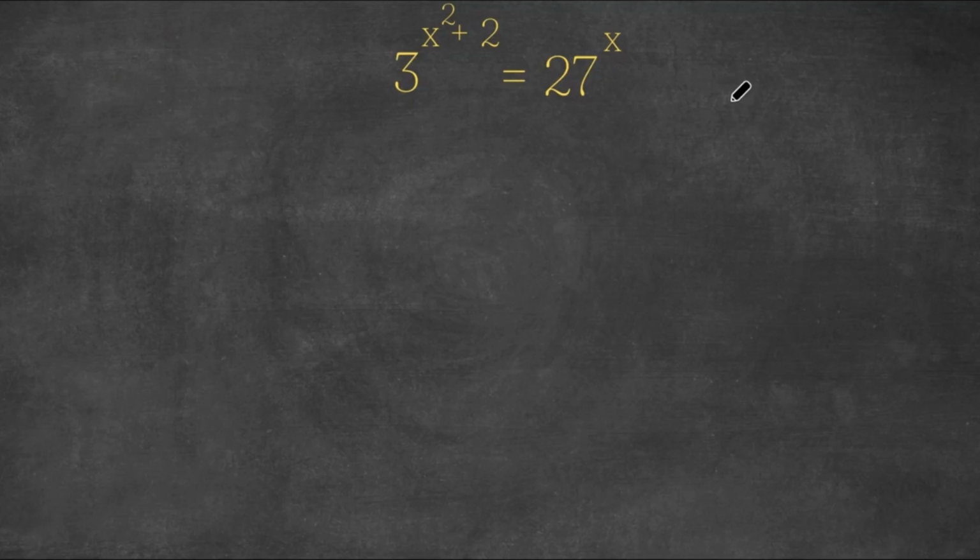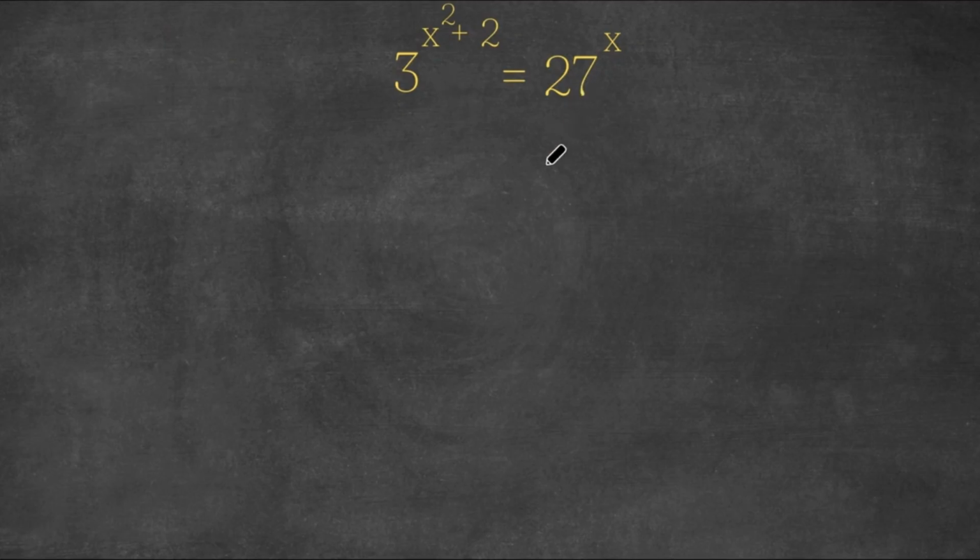And what we're first going to do is make our bases the same, because whenever we're solving exponential equations, we always want to make our bases the same to make the equation easier to solve. So as you can see right now, our bases are 3 and 27, which aren't the same. So we're going to convert 27 to make it equal 3.